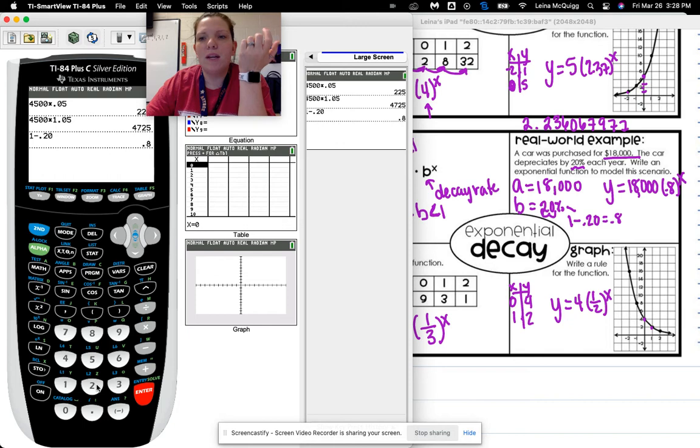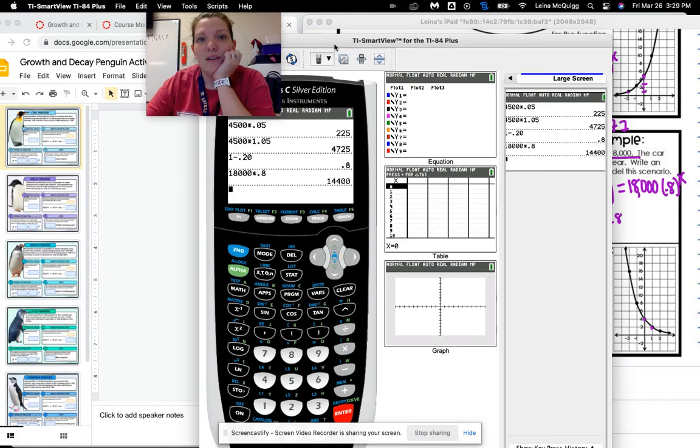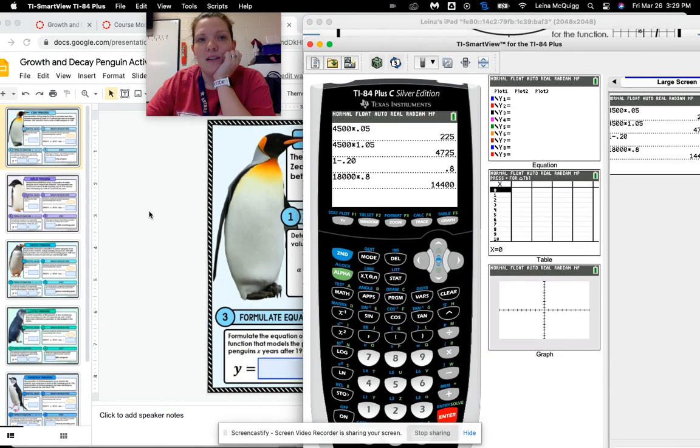So what this tells me is how much money am I going to lose? So in year 1, if I put a 1 up here, then this would just stay 0.8. So I could go 18,000 times 0.8. So after the first year, my car's only worth $14,400. Okay? All right. So now let's look at the assignment.